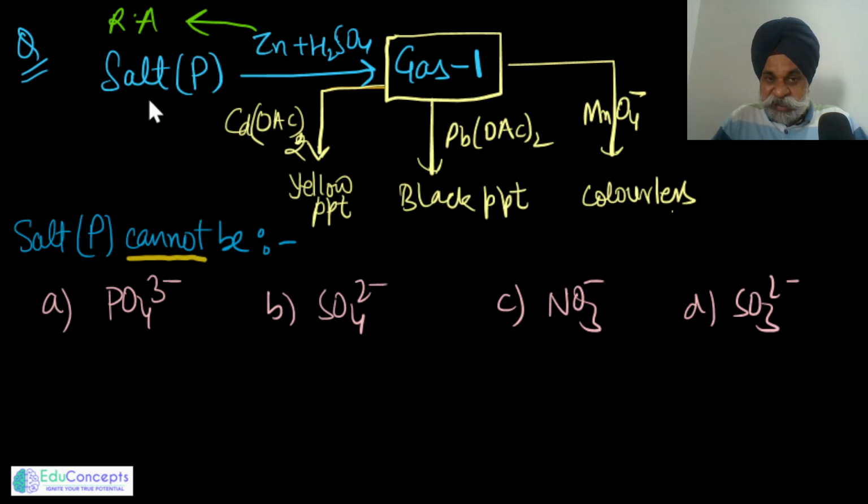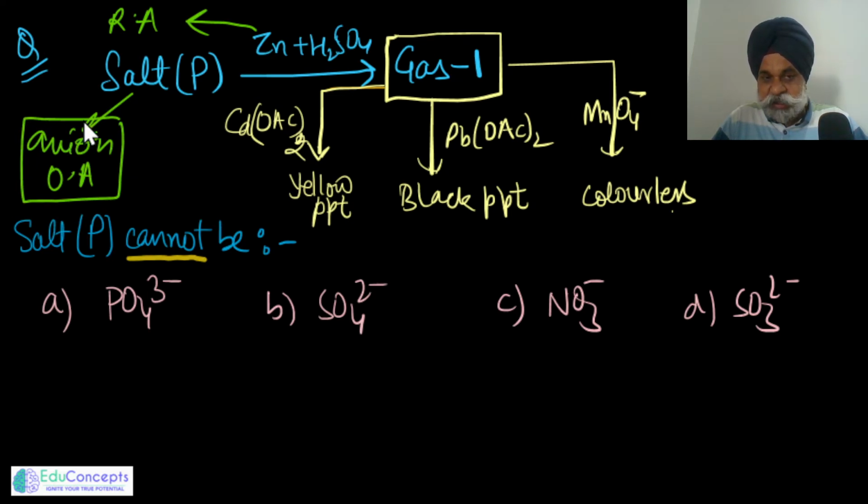So this salt would have some anion with the property of oxidizing. So this salt P has an oxidizing anion. You have to keep this in mind. The point here is, thereafter it produces H2S gas, some gas, and that gas on treatment with these precipitating anions gives yellow PPT, black PPT and colorless.